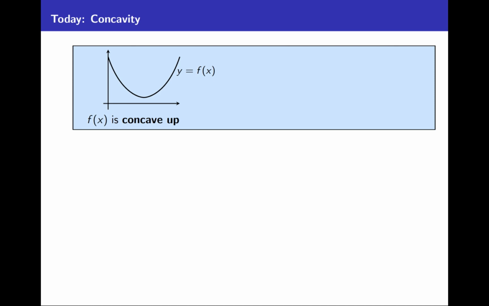So today's topic, concavity. There are two basic shapes that a graph of a function, or maybe a part of a graph of a function, can have. On one hand, we say f of x is concave up if the graph looks like a bowl that would hold water. And we're going to say that f of x is concave down if it looks like an upside down bowl that would dump water out.